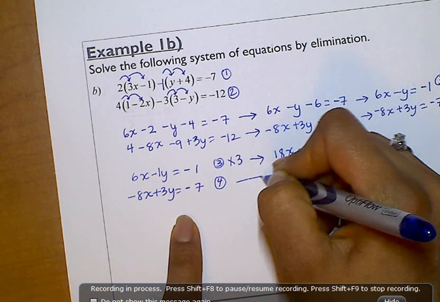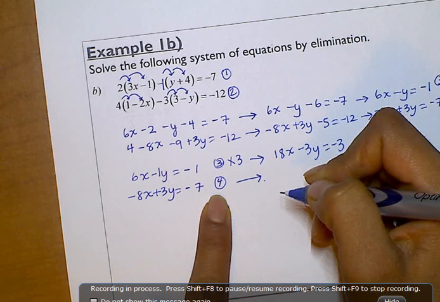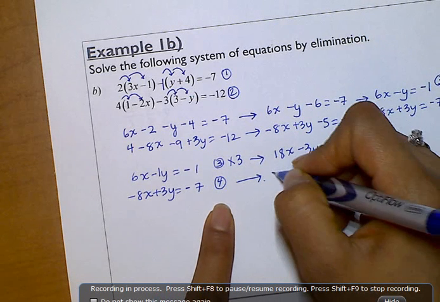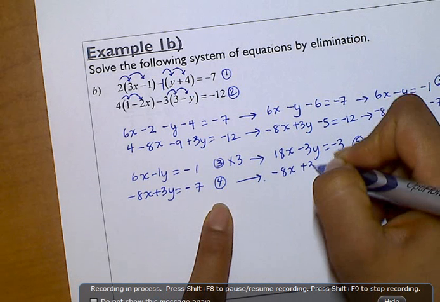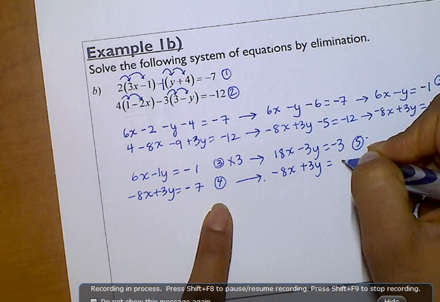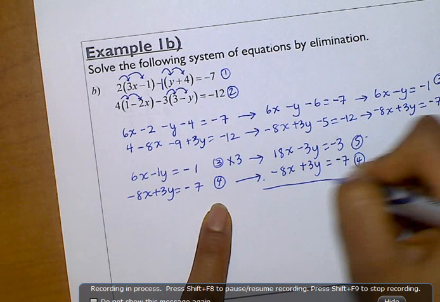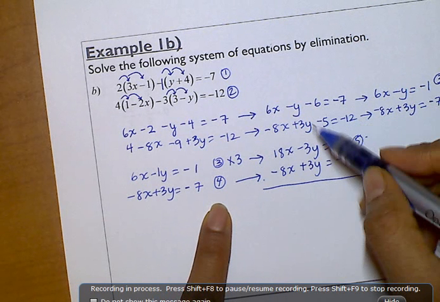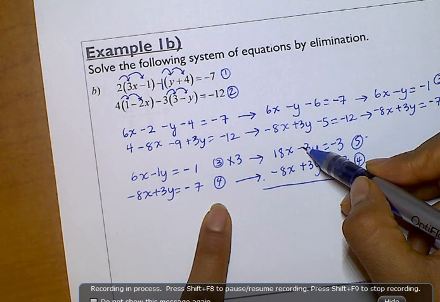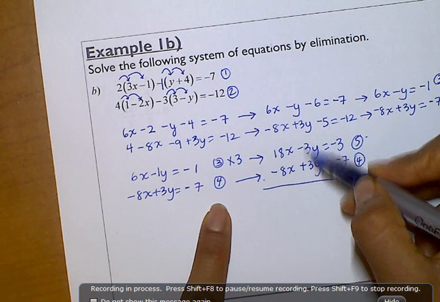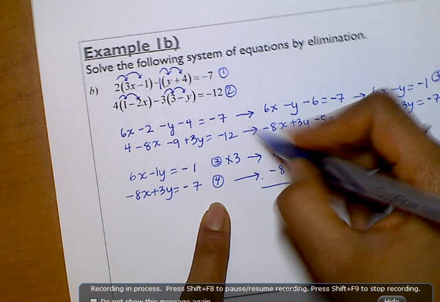So when they're different signs, you're going to add your two equations. So 18x plus negative 8x is 10x. My y's are eliminated. I have negative 3 plus negative 7 is a negative 10. So I have 10x equals negative 10. You're going to divide both sides by 10. X equals negative 1.